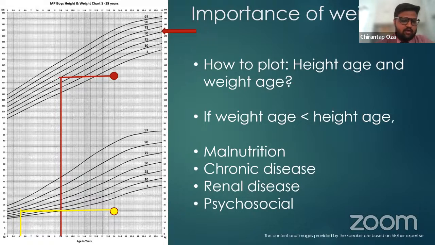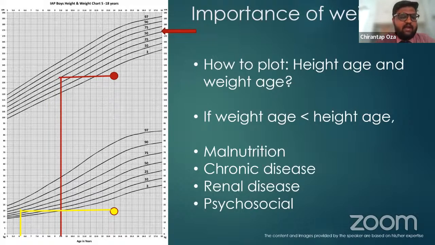So like discussed earlier, what is the importance of weight in these cases? First of all, what we need to do is plot the height age and the weight age of the child. Considering the weight of the child, we should draw a line parallel to the x-axis in such a way that it intersects the 50th percentile line on the growth chart, and then extend it vertically, parallel to the y-axis, in such a way that it intersects the x-axis. The point at which it intersects the x-axis becomes the weight age of the child.